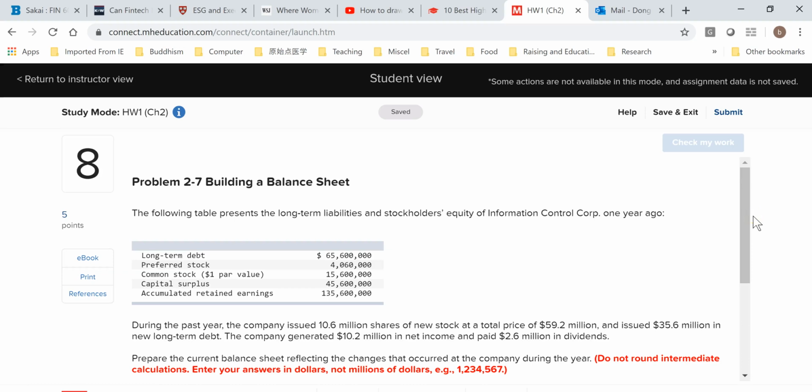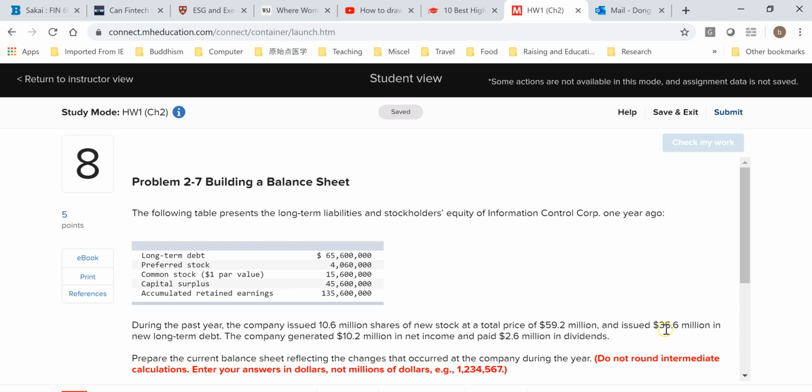So this is question number 8 on homework 1 for problem 2-1. Here we need to prepare the balance sheet. What we're told is actually a balance sheet of last year, and we're provided with a bunch of information occurring over the past year. For example, the firm issued 10.6 million shares of new stock at a total price of $59.2 million.